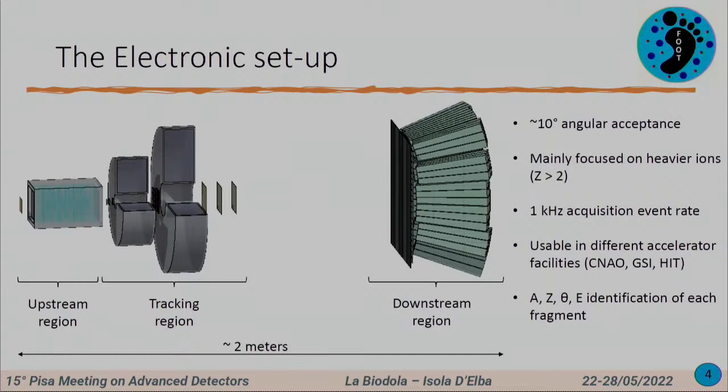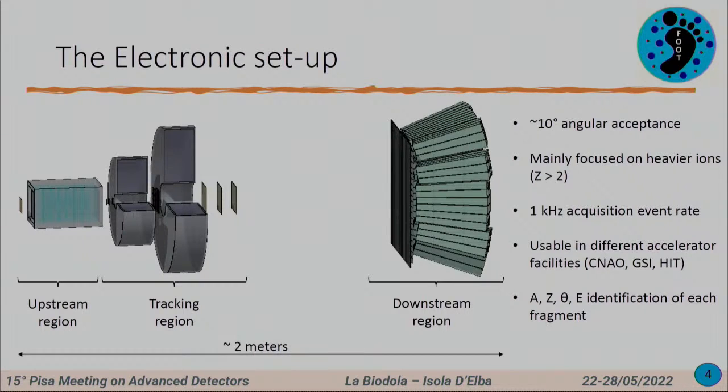And then we have a downstream region composed of a top wall detector and a BGO calorimeter that measure the kinetic energy of the fragment. The angular acceptance of the system is about 10 degrees, and the system is mainly focused on heavier ions or fragments with a charge greater than 2. For lighter fragments, a different setup is foreseen.